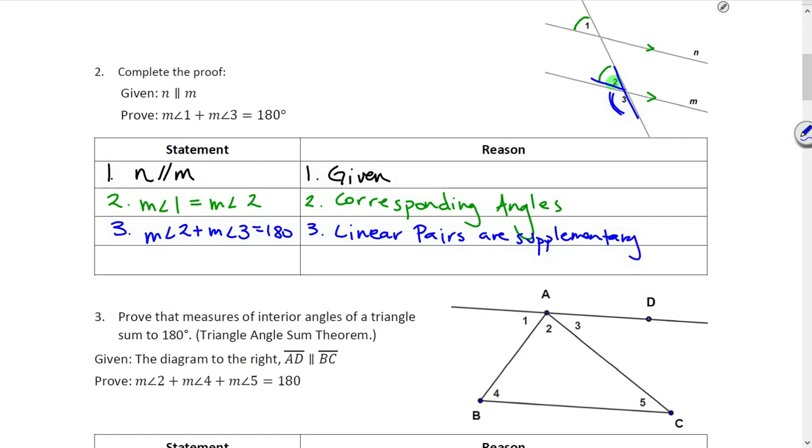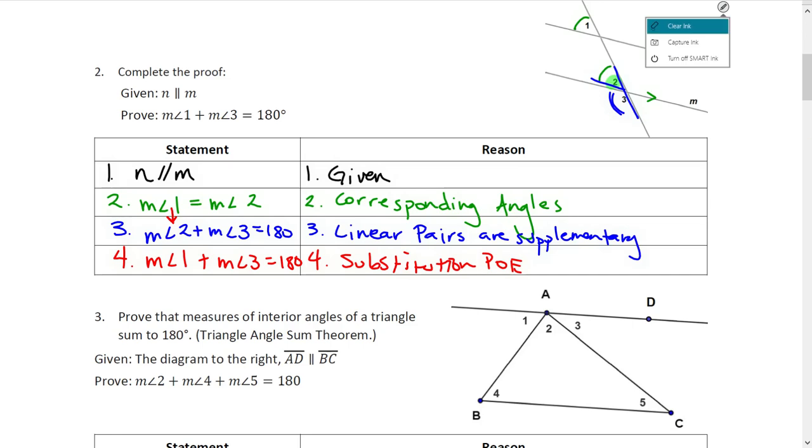Okay, and finally, putting those pieces together, I can substitute angle 1 in for angle 2, and I get the measure of angle 1 plus the measure of angle 3 is 180, okay? And that's the substitution property of equality. And that's it.